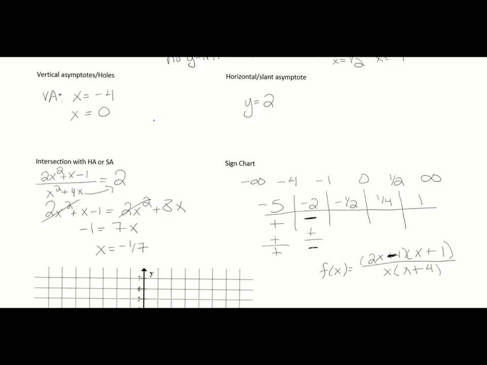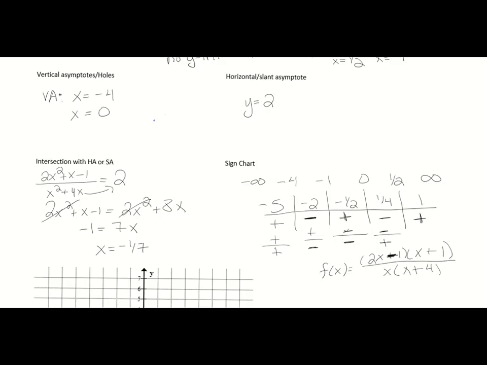Negative 1/2 will give me a negative 1 minus 1, which will be a negative. Negative 1/2 plus 1 is positive, though, so that will be a negative, over negative 1/2 times negative 1/2 plus 4, which is negative. So this will be positive. For 1/4, 2 times 1/4 is 1/2. 1/2 minus 1 is a negative number. 1/4 plus 1 is positive, so this will be negative. 1/4 times 1/4 plus 4, everything is positive at the bottom. And when I plug in 1, everything will be positive.